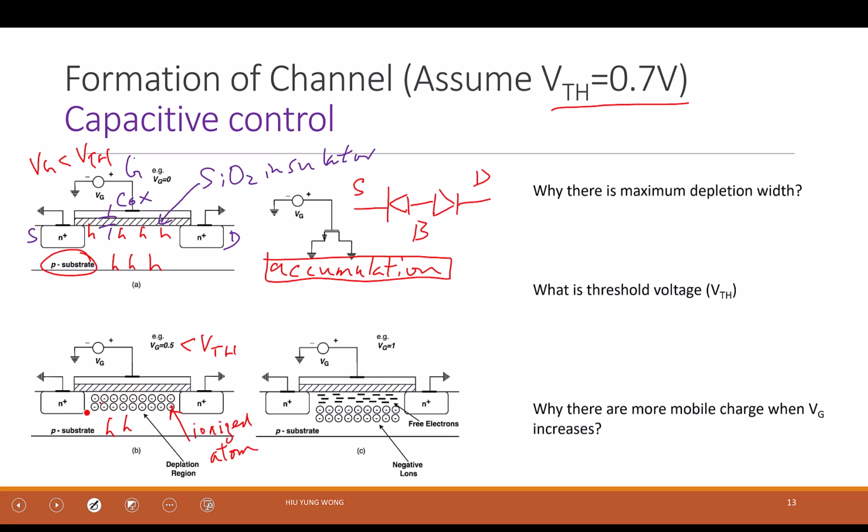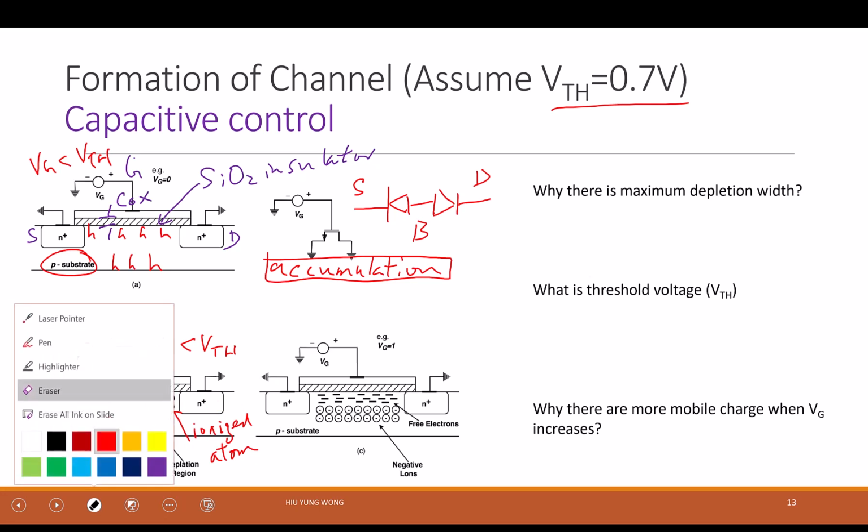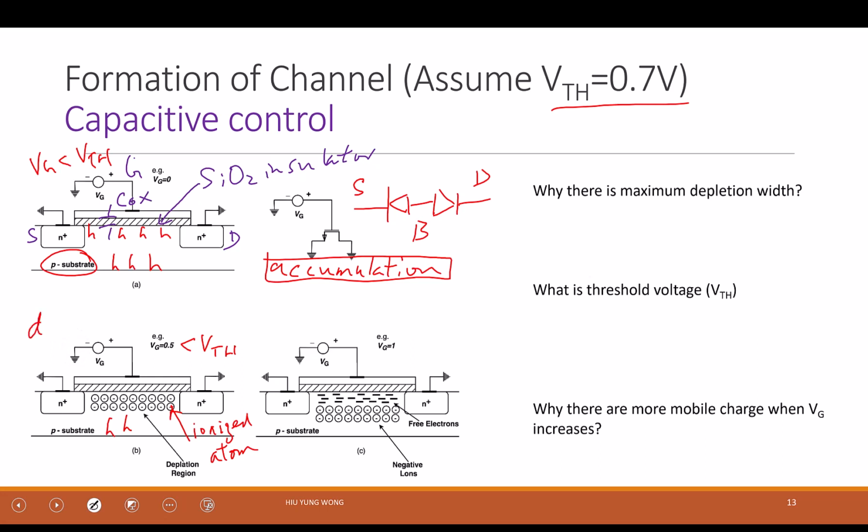This mode is called depletion. Why? Because the holes are depleted. I remove the holes. That's why it's called the depletion regime. So I start with accumulation, a lot of money, a lot of holes. And now I push them away. I'm depleted of money, depleted of holes, like this.